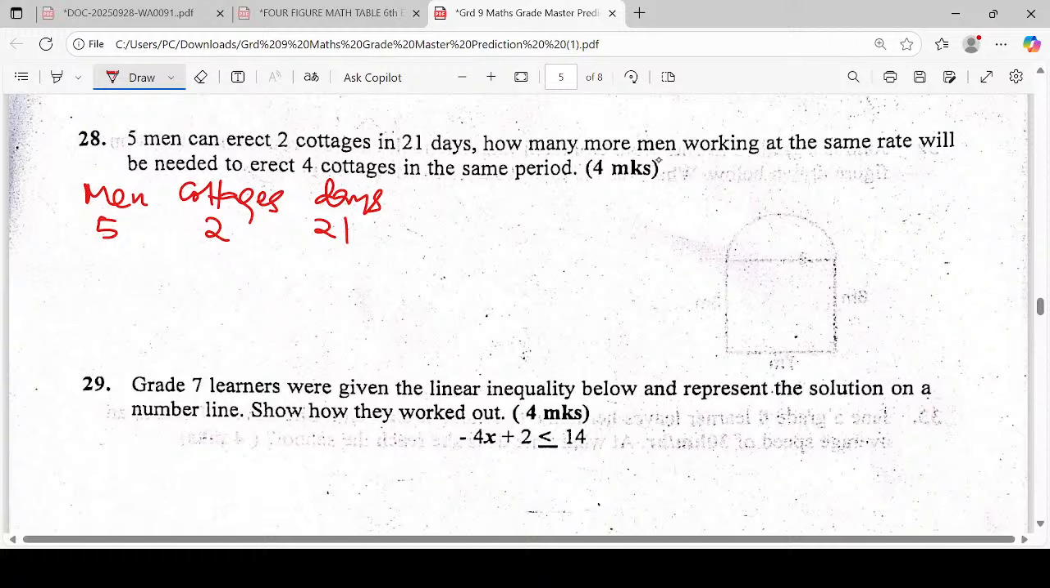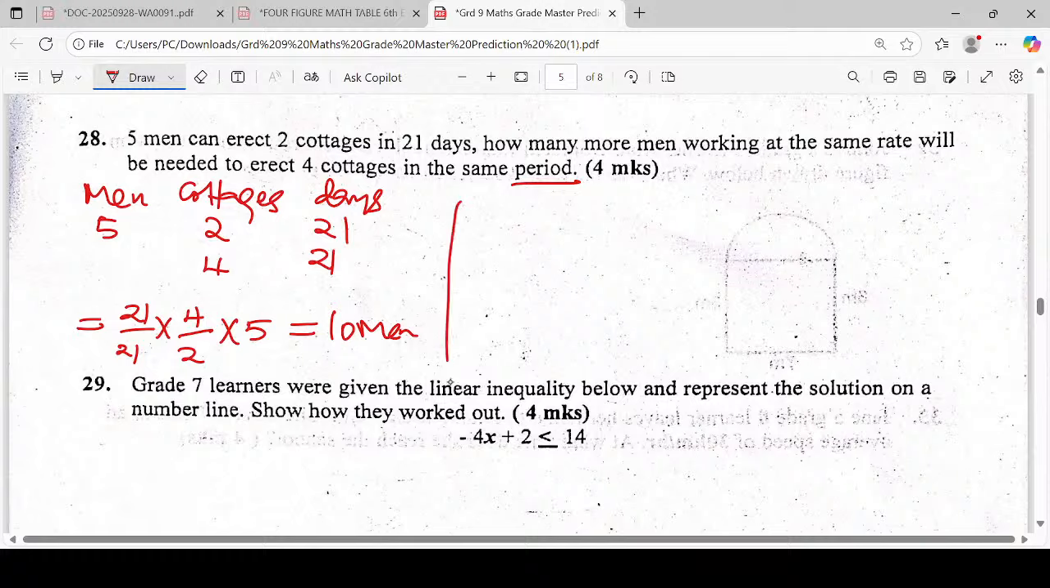How many more men working at the same rate will be needed to erect 4 cottages? Meaning that they are working at the same rate in the same period. Meaning when they say in the same period, meaning in 21 days. So this is just going to be now 21 over 21 times. If 5 men can erect 2 cottages, then how many men will be required to erect 4 cottages? More men. So this will be an increasing ratio. As a fraction, it will be 4 over 2. Then now you multiply this by 5. So this is going to be 10 men.